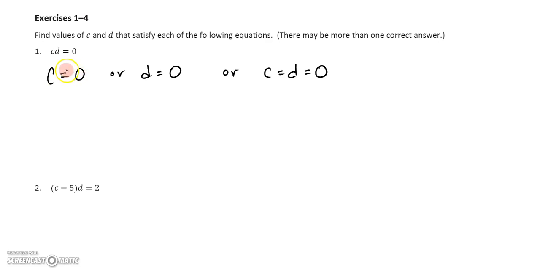So if c is 0, it doesn't matter what d is, the product is going to be 0. And the same thing for d. If d is 0, it doesn't matter what c is. Right? Any number times 0 is 0. It does not matter what that other number is.